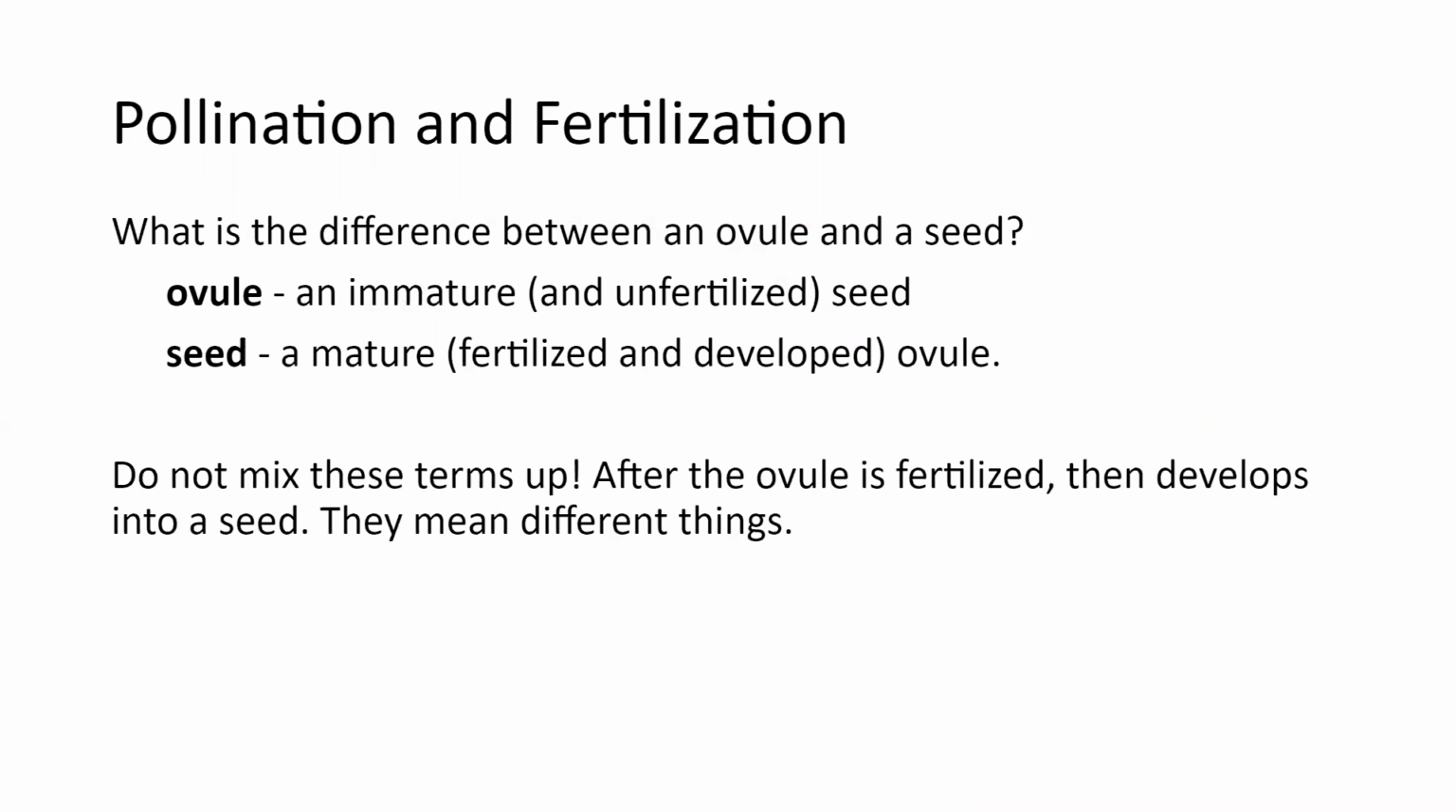So what's the difference between an ovule and a seed? These are very important terms too. When we're talking about ovules, we're talking about the immature seed. So this is what's down in the ovary before fertilization happens. When we talk about seeds, that is a mature or fertilized and developed ovule. So the ovule needs to be fertilized before it turns into a seed. This is probably a review for you, but I don't want you to mix those terms up. So fertilization and pollination are not interchangeable terms. Okay, so the ovule has to be fertilized first, then it develops into a seed.